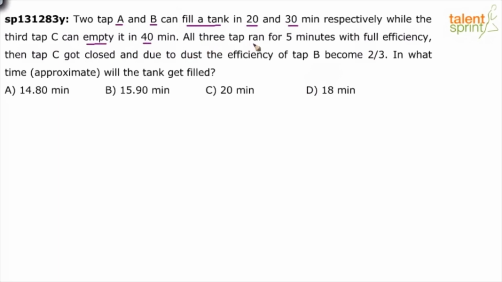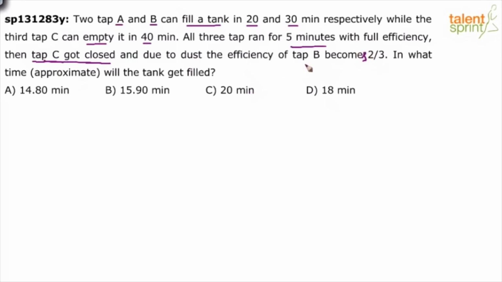All 3 taps ran for 5 minutes. So all 3 were kept open for 5 minutes with full efficiency. And then tap C got closed after 5 minutes. And due to dust, the efficiency of tap B becomes 2 by 3.